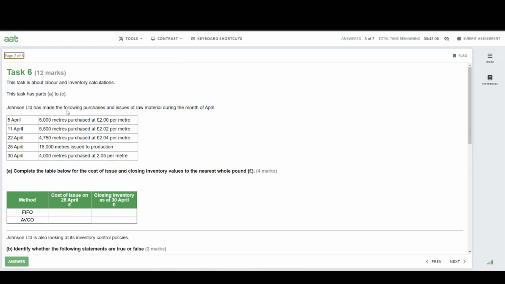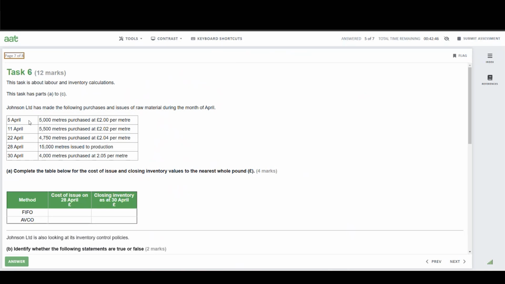Task 6 is about labour and inventory calculations. The task has parts A to C. This task is relating to a business called Johnson Limited. Johnson Limited has made the following purchases and issues of raw material during the month of April.